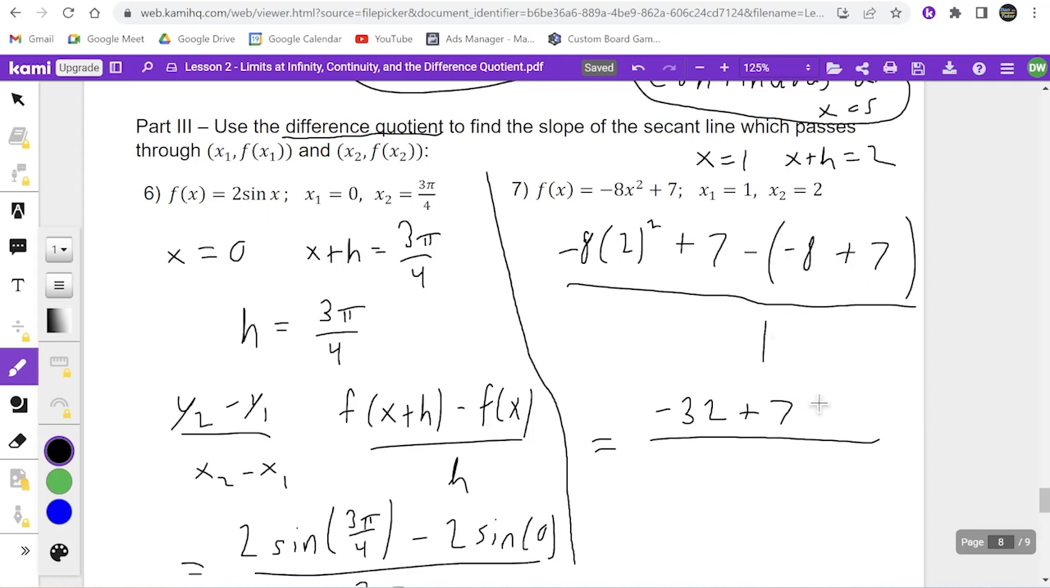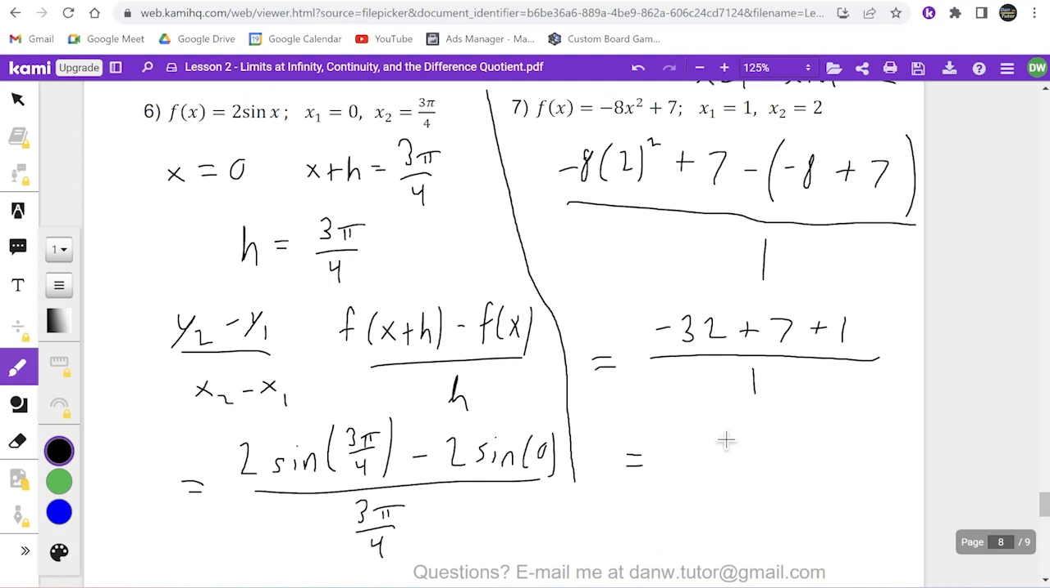Minus negative 1 is plus 1. And then divided by 1. Okay, if you simplify this, you'll get a final answer of negative 24. And there's our answer for that one. Any questions?